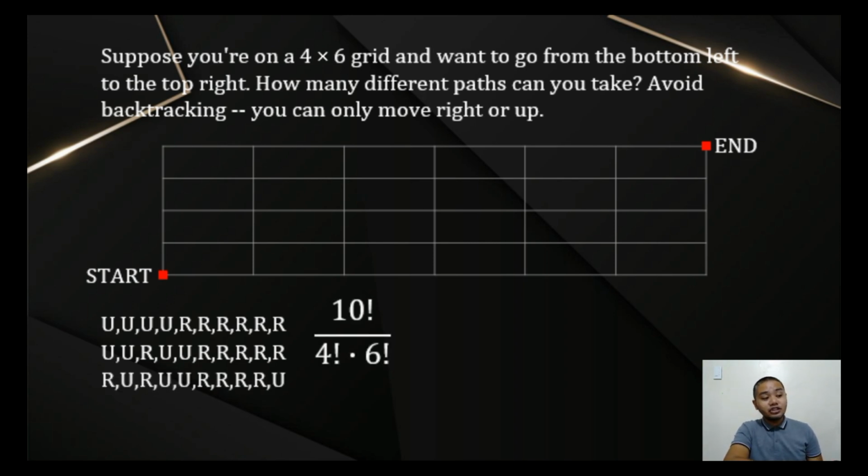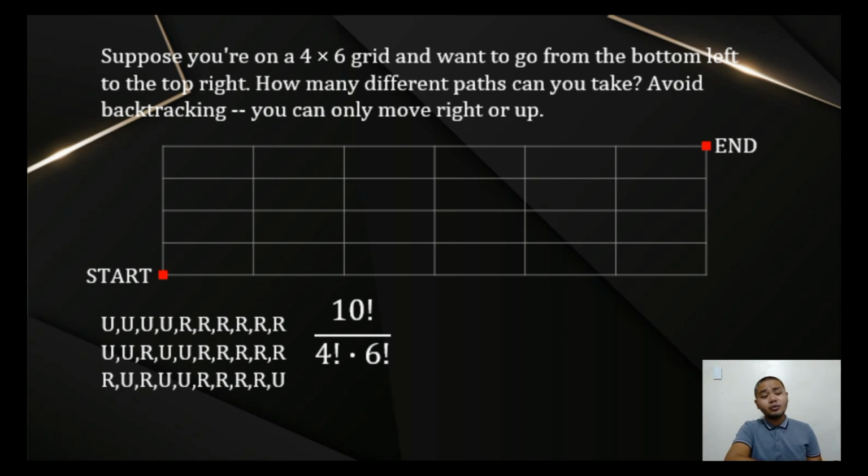So, kung mapapansin nyo, para din siyang distinct permutation. So, dito, ang gagawin lang natin is bilangin lang natin yung letters dito. So, in that case, we have 10 letters here. Tapos, yung U or yung up umulit ng 4 na beses. Kaya we have here a 4 factorial. Yung R naman umulit ng 6 na beses. So, we have here 6 factorial. Simplify na lang natin ito.